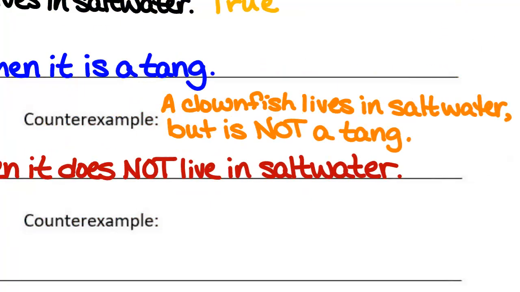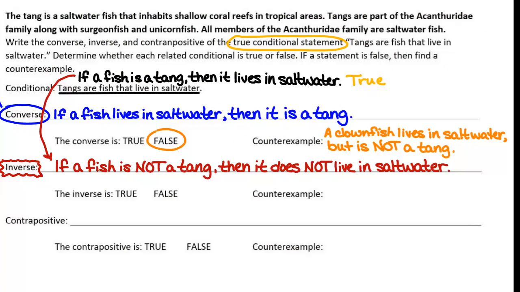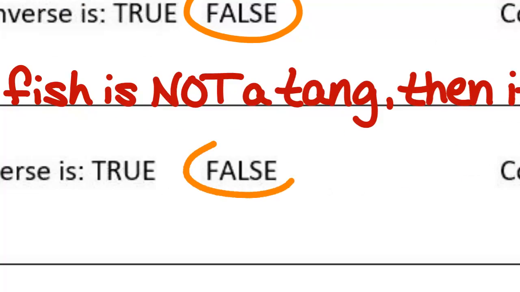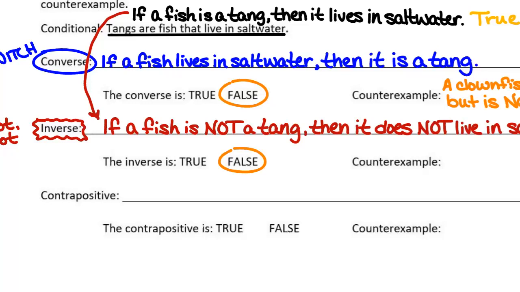All right, so let's think about this one. If a fish is not a tang fish, does that mean that it cannot live in salt water? Nope, so that would be false. So I need a counterexample for this.